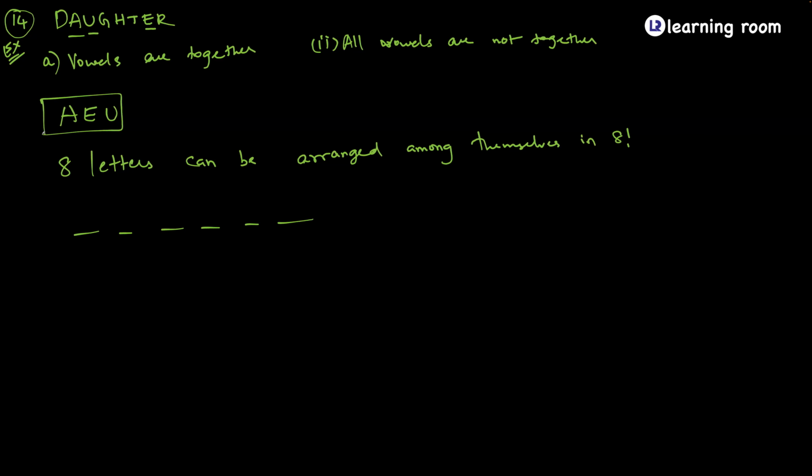Okay? In the sense, these 5 places will be given for consonants, and the last position is given to the combination of vowels. So what has happened is 8 letters are actually being arranged in 6 blank spaces. So how can you arrange those 6 objects in 6 blank spaces?